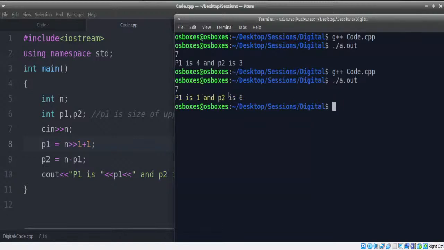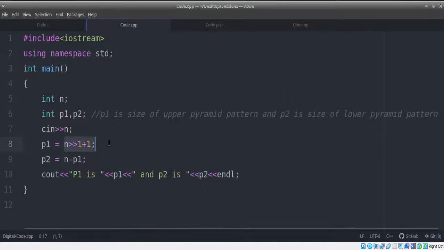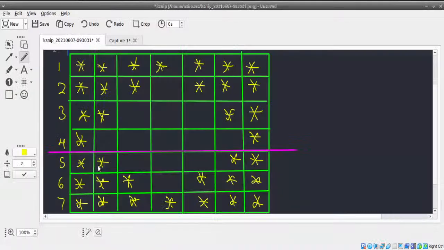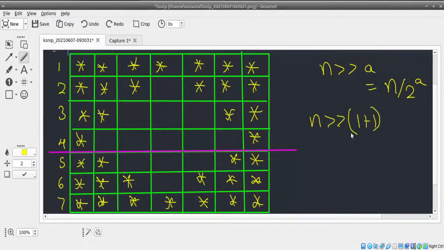It's something very wrong here. What's happening here? When you do this, remember, plus has higher importance than right shift. Since plus has higher importance than right shift, it's going to take 1 plus 1 first. It's going to make it 2, and it's going to perform n right shift 2.